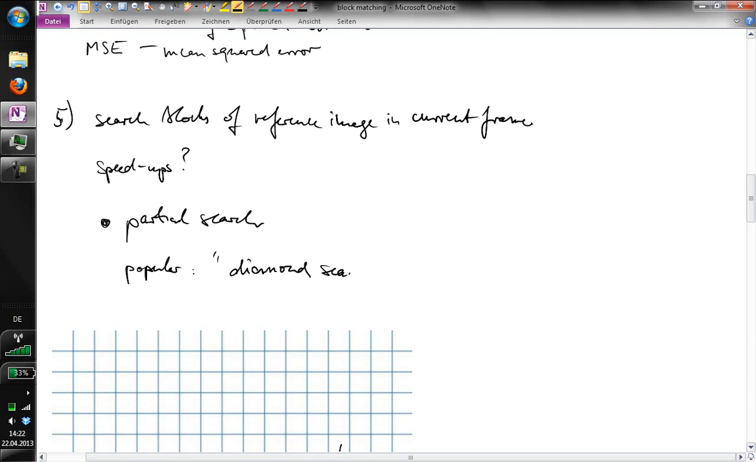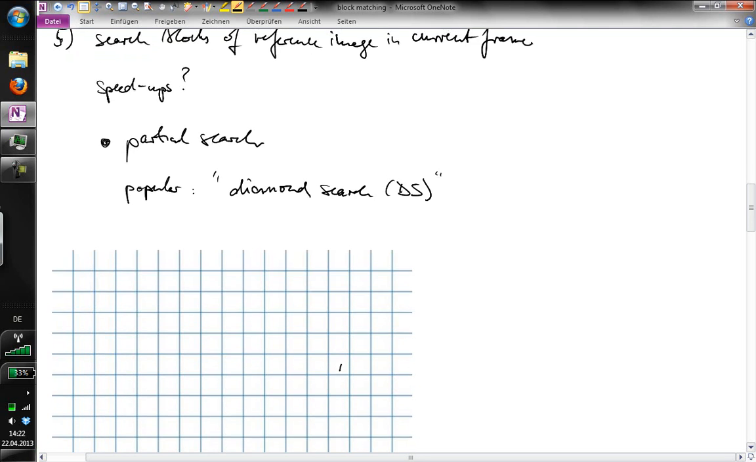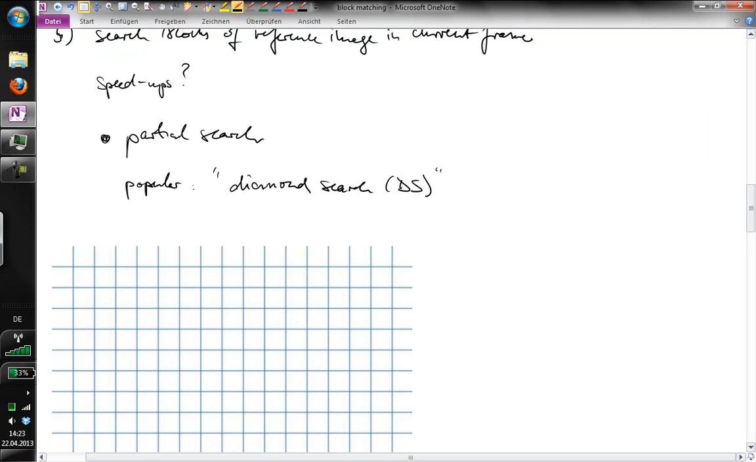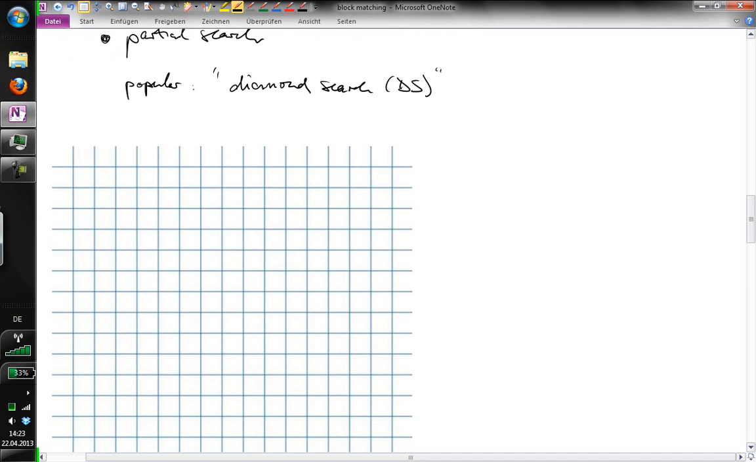Diamond search, or DS for short. So this is when I talk about jargon, you know, there are so many abbreviations and so on. A lot of learning. Okay, so let's say we have a reference block, and in diamond search, we start putting it at a number of possible locations in my current frame. And I'm putting ones here to indicate that this is iteration number 1.